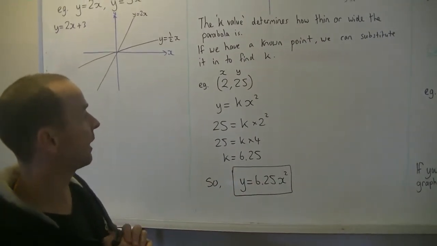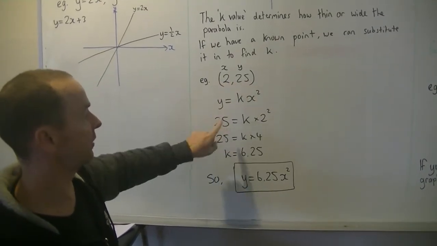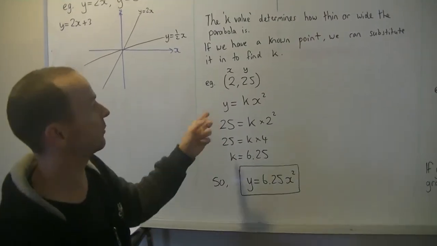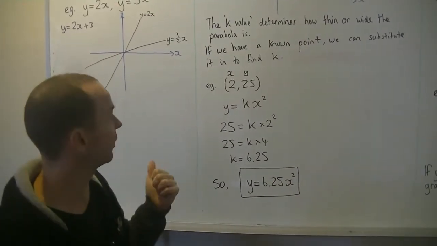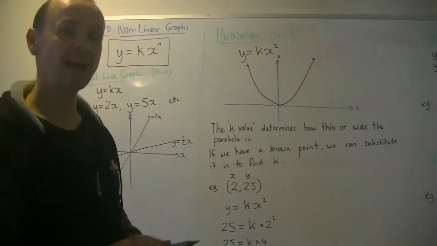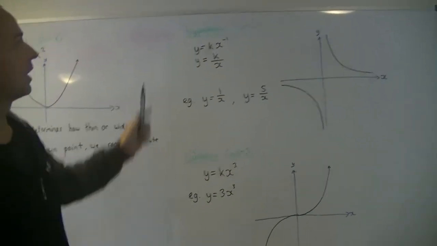And that's what you do, you use this same process, substitute a known value into the generic equation and you can find the value of k. So it doesn't matter whether it's a cubic or a parabola or a straight line graph, if you've got a known point, you substitute it in. Excellent. Let's go over here briefly, look at some other graphs.